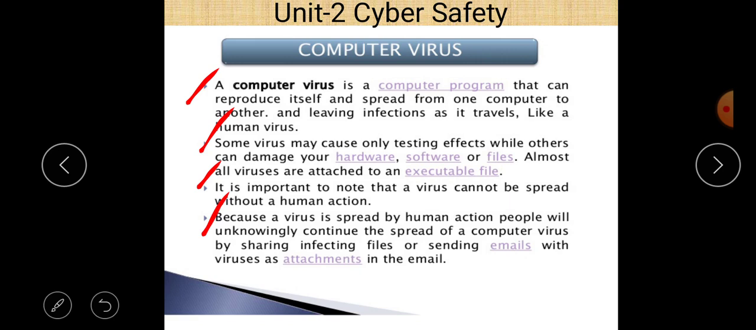First, a computer virus is a computer program that can reproduce itself and spread from one computer to another. Second, viruses are self-executing programs. Third, some viruses may cause only testing effects while others can damage your hardware, software or files. And without a human being, a virus cannot be spread. So these are some important points regarding computer viruses.